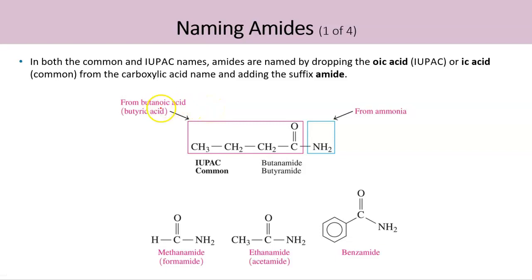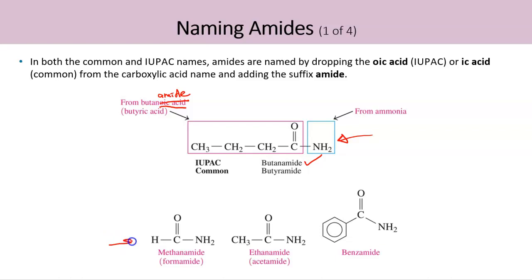So you just replace this oic acid by amide. So it becomes butanamide. So that's how the IUPAC name is derived. Since this amine is actually ammonia, we don't need to do anything for that. There's nothing for us to do with that name. So it will be just butanamide.